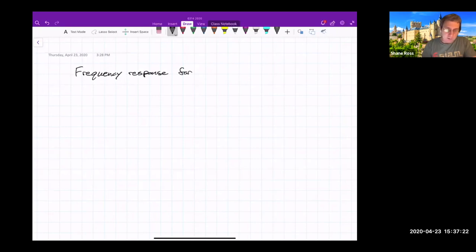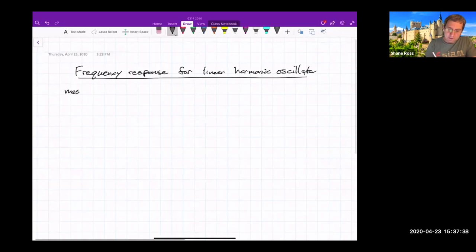So first I'll talk about frequency response for a linear harmonic oscillator. Where we're looking at this is a mass. I like to think of it, as I often do, just as a pendulum, and you're kind of driving the pivot of the pendulum. So you're moving the pivot back and forth, or maybe you're doing some kind of torque. But you could do this for other systems too. So the setup is that you've got some mass M. We'll do just one degree of freedom, and that is X for the position of the mass M.